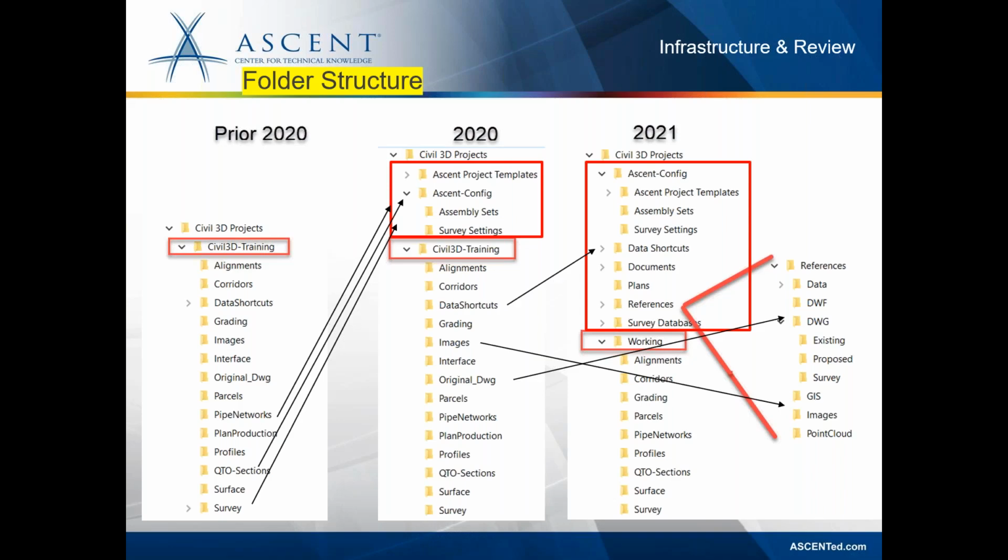And within the proposed, that is where the drawing files that are being data shortcutted for your corridors, for your alignments, for your pipe networks. The references GIS folder contains all the shape files and SDF files that we utilize in the survey folder, in the survey course.